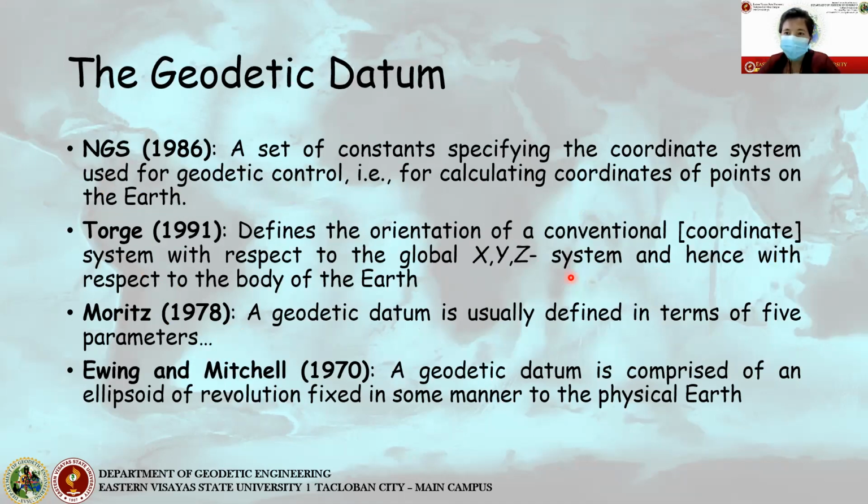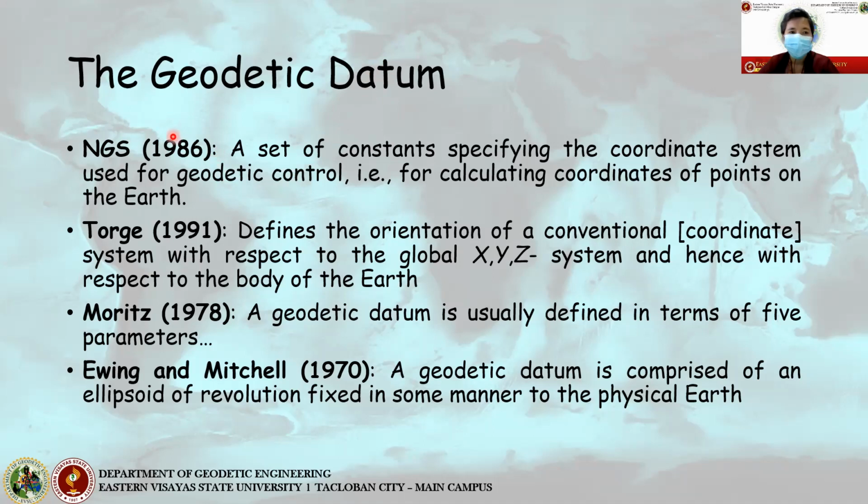So we have here the new terms, geodetic and geodetic datum. There are a lot of definitions of what a datum is. When I say geodetic, it refers to a survey which takes into account the curvature of the earth. When you say datum, it is a certain point with coordinates on the surface of the earth.